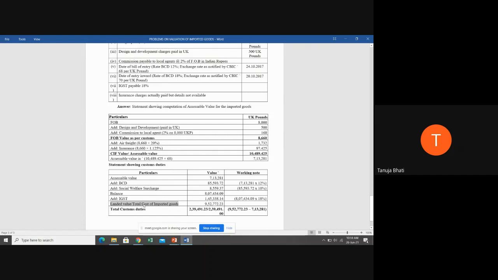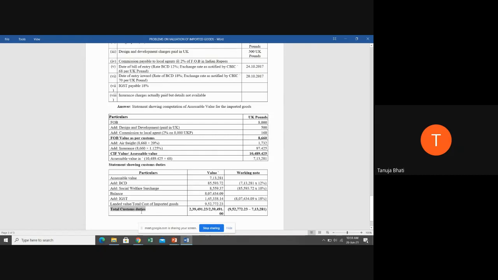It is any name you can give. So what is the total? You add up the assessable value plus your total customs duty, you get your total value of your imported goods, that is 9,52,772.23. Can anyone tell me what are the two ways of calculating total customs duty?